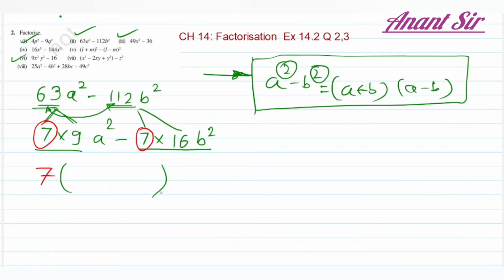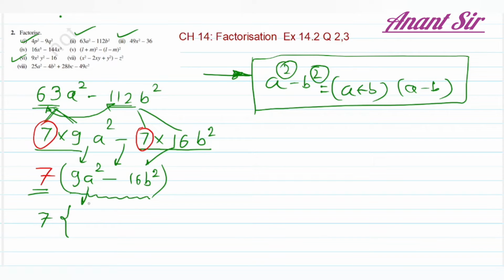How to take common we have seen in the first video of this chapter, 14.1. If any of you have not gone through that video, I would request you to please go through those videos also. Carefully look at all the videos and then you will be easily able to solve all the questions, I am quite sure. So if you take 7 common, what remains in the bracket is 9a square in the first term, then minus, and then 16b square. Now if you forget about this 7, you can easily solve this question.